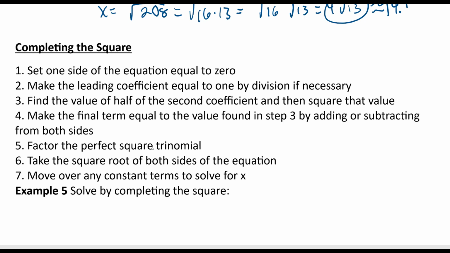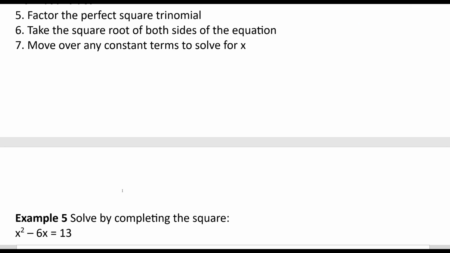Factor the perfect square trinomial, because you will have created a perfect square trinomial, so we'll be able to factor that out. Then take the square root of both sides of the equation, and move over any constant terms to solve for x. So you're making it towards something squared, something squared equals a number, and then you can take the square root and finish it off.